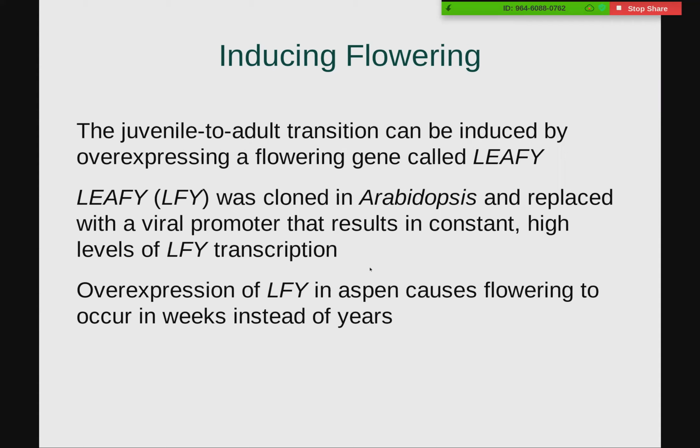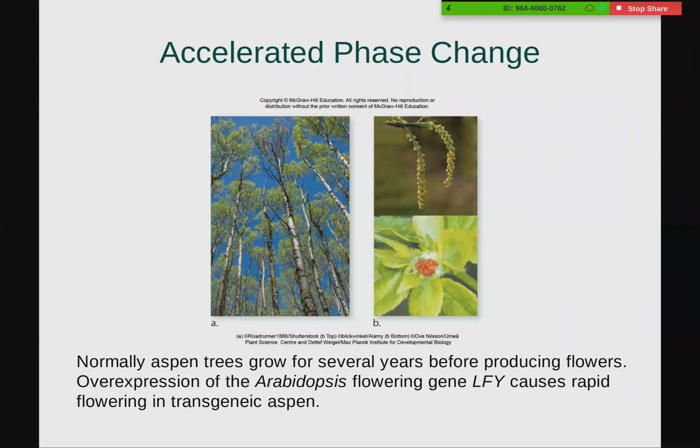Now, leafy was actually cloned in Arabidopsis and replaced with a viral promoter that results in high levels of leafy expression. Now, transcription, I should say. And overexpression of leafy in aspen causes flowering to occur in weeks instead of years, which is kind of crazy, right? Normally, aspen trees, which are relatively large trees, grow for several years before producing flowers. However, by genetically altering aspen, we can cause the overexpression of the leafy gene, causing rapid flowering in this transgenic aspen. Aspen, not aspirin, sorry. But yeah, pretty cool. Phase change controlled by genetic machinery.